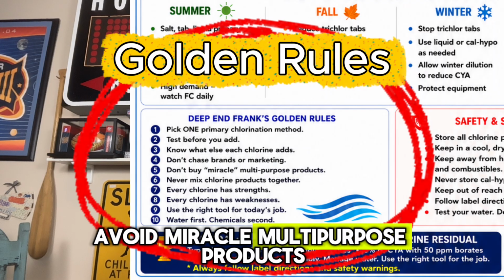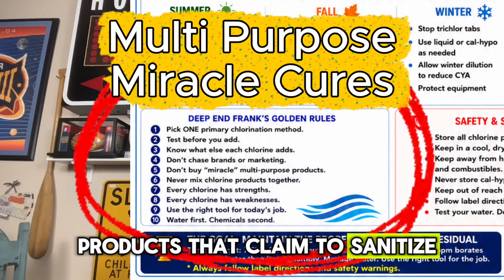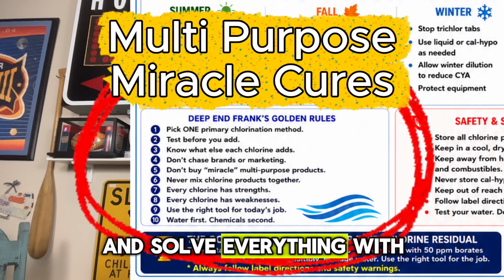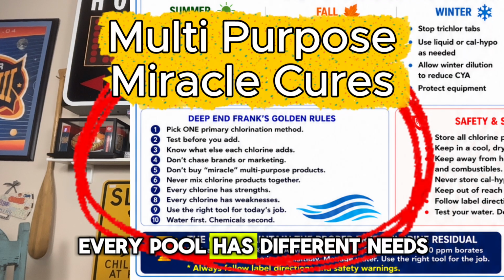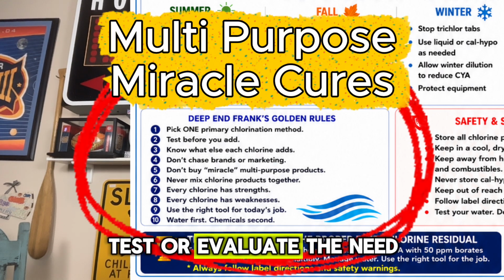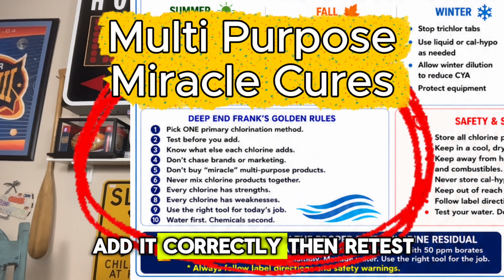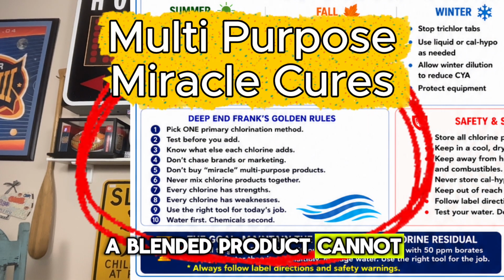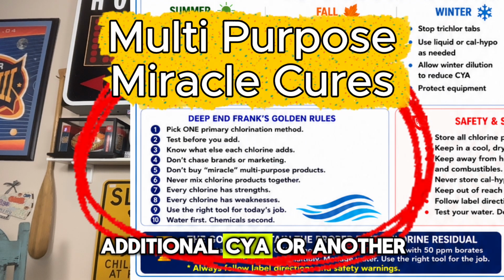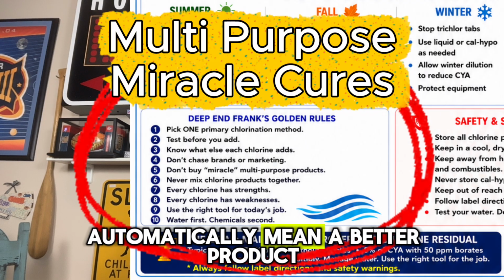Avoid miracle multi-purpose products. I want to pause on that. I am skeptical of products that claim to sanitize, kill algae, clarify water, balance pH, prevent scale, and solve everything with one scoop. Every pool has different needs. Every chemical has specific purposes. Test or evaluate the need. Calculate the dose, measure the chemical, add it correctly, then retest. A blended product cannot know that your pool needs chlorine but does not need copper, clarifier, additional CYA, or another balancing chemical. More ingredients do not automatically mean a better product.